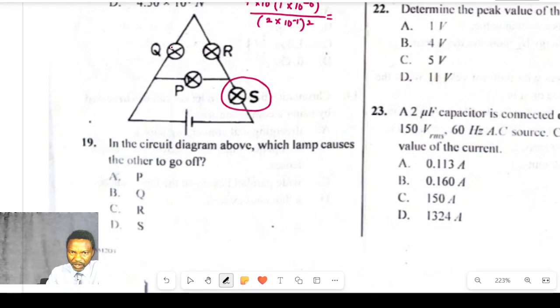But if you disconnect Q or R, P will still be functioning and S will still be functioning. If you disconnect P, Q, R, and S will still be functioning. So this is the one that if this fuse is broken, if there's a problem with this lamp, then Q, R, and P will not function. So the answer is D.